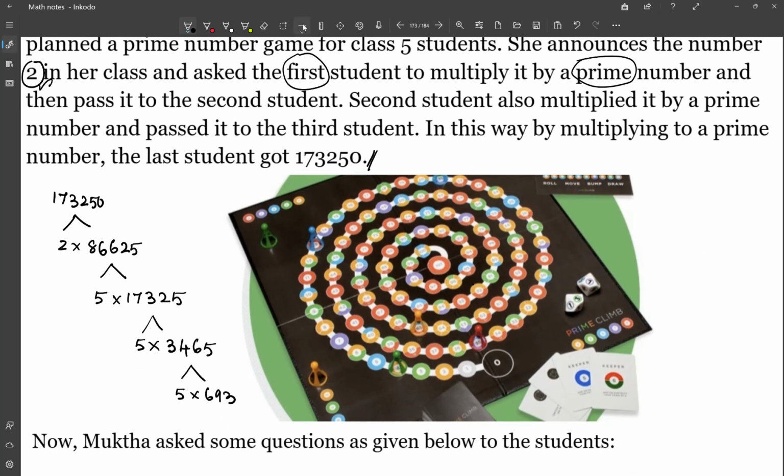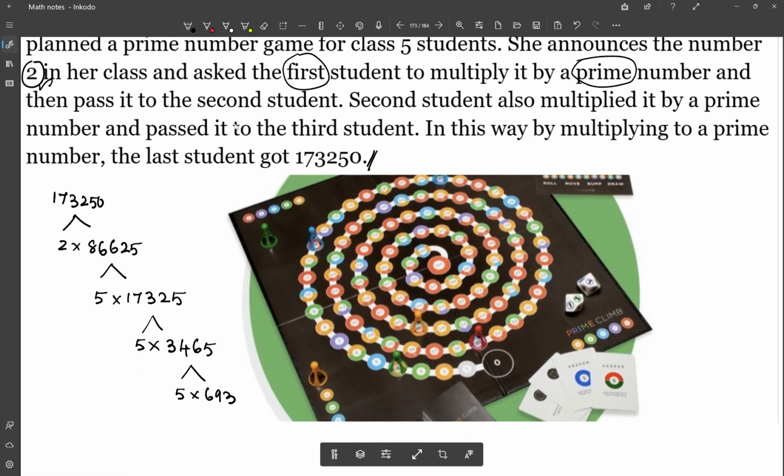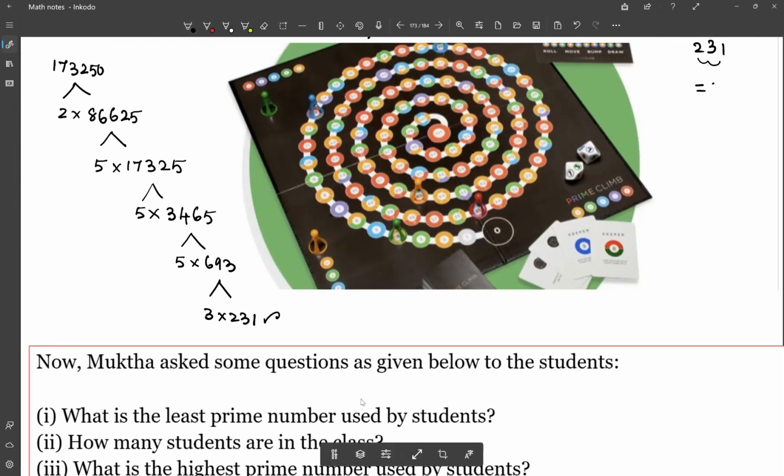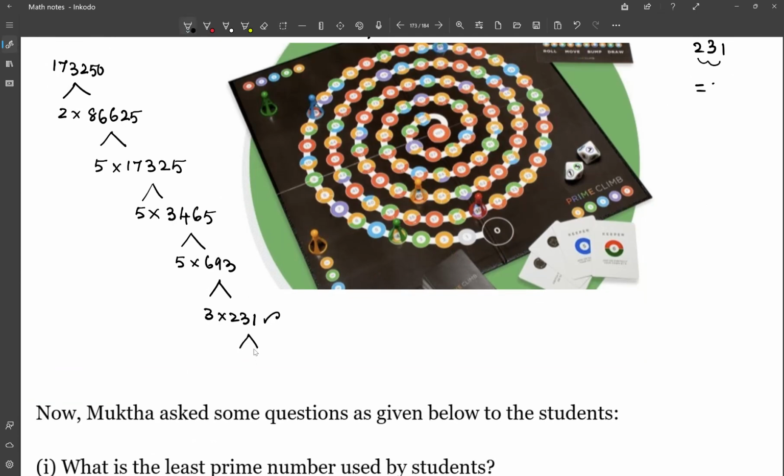693 is obviously divisible by 3. So we are going to further divide it into 3 into 231. This 231 is a tricky number. You should not confuse this to be a prime number, because 231 can be written as what? So this is 2 plus 3 plus 1. The sum of the digits is 6. So it is clearly divisible by 3. So we can further divide this as 3 into 77, correct? And further, 77 can be written as 7 into 11.